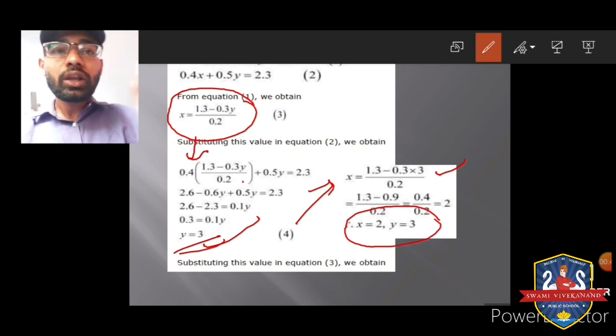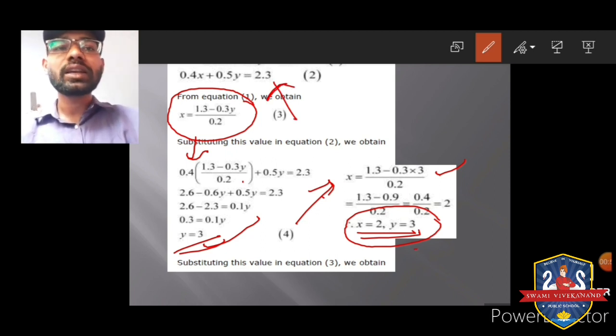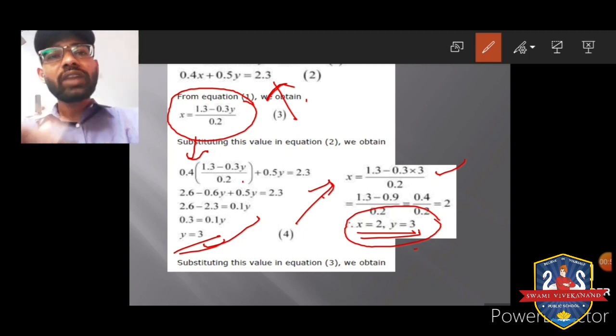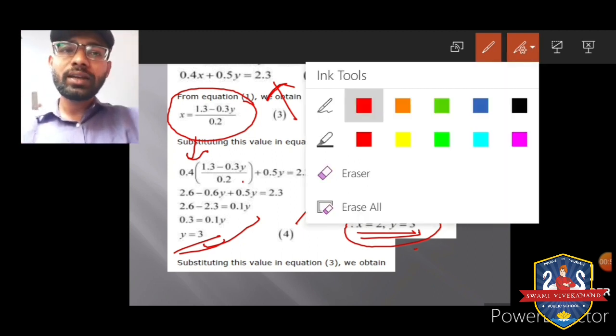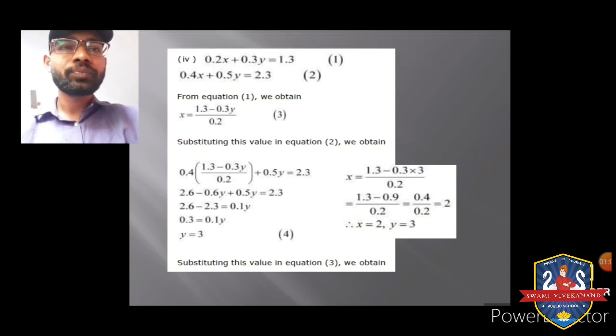Students, one more thing, you can check your answer. How can you check your answer? Just put your answer in your linear equation. If the left hand side is equal to the right hand side, then your answer is verified. Clear? Now let's move further.